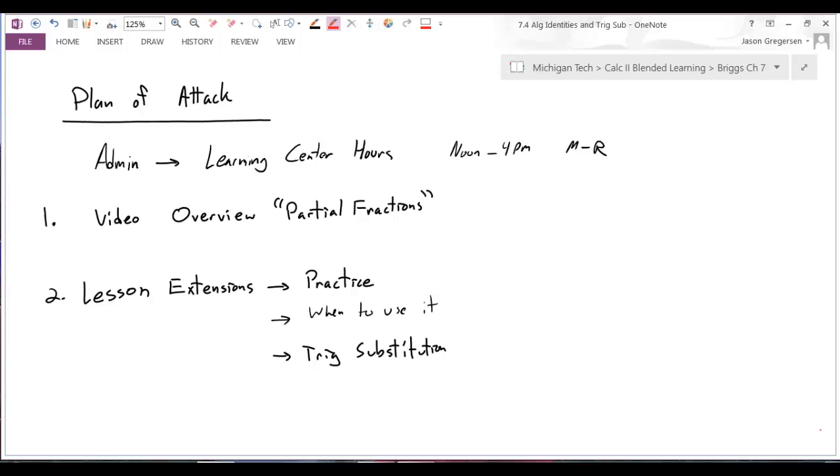All right, our plan for today is to go over what you should have watched in that partial fractions video. We're going to go over that pretty quickly and do a couple of example problems, because you read the section and watched the video. After that, we're going to extend those ideas to do some harder problems, reinforce when to use it, and also bring in the next topic of trig substitution. Any questions before we get started? Any questions about the reading or the video?